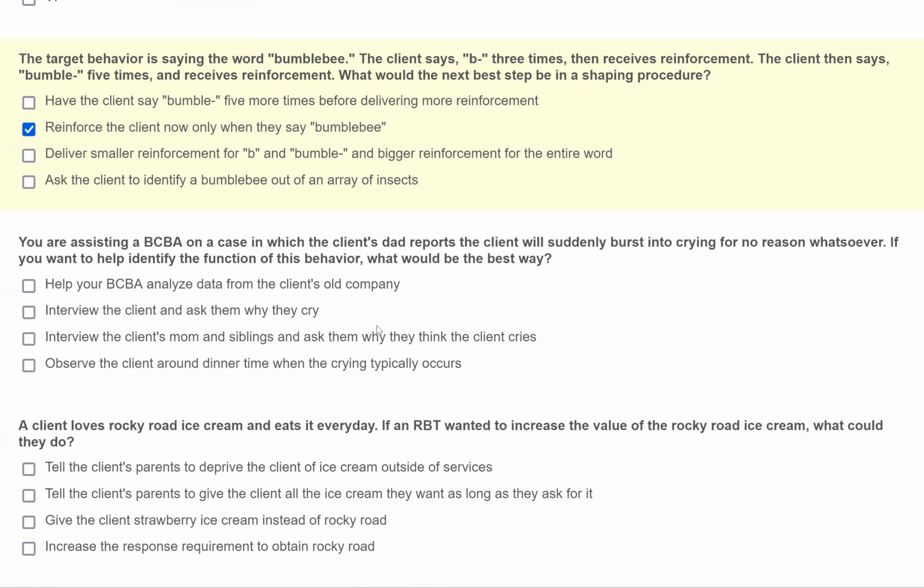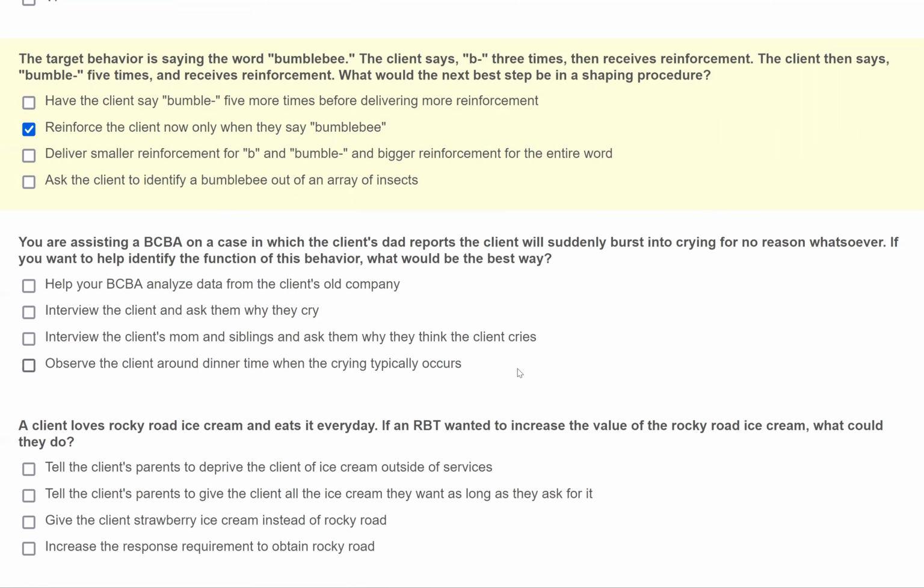Your own personal behavior, sometimes you can't explain, or you don't want to reveal why it happens. Interviewing the client is also indirect. We're not actually watching the behavior. We're doing an indirect assessment, which is not the best way to identify function. C, interview the client's mom and siblings and ask them why they think the client cries. Well, it's even worse than the client source, right? Now we're just going by the client's mom and siblings.